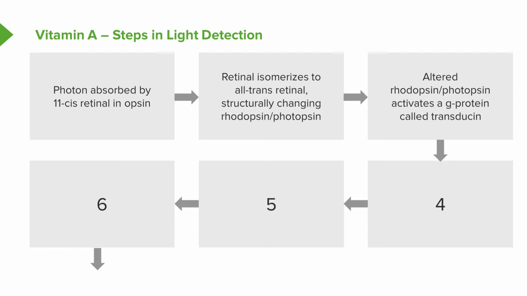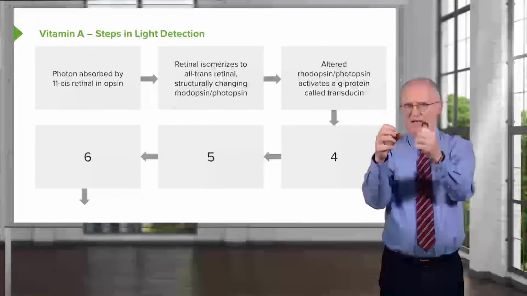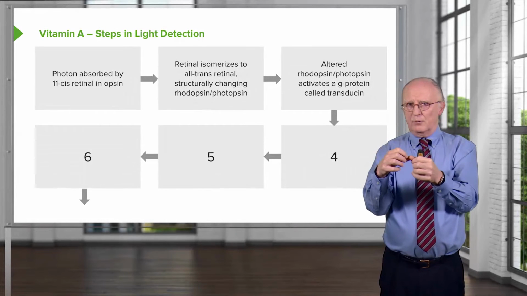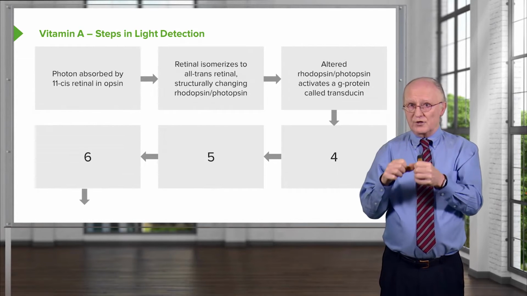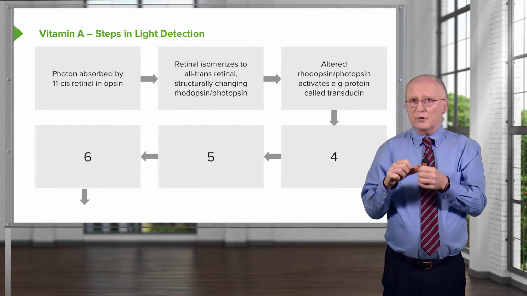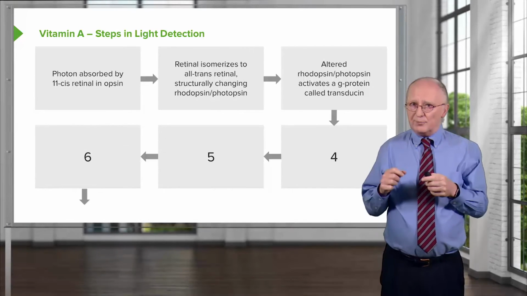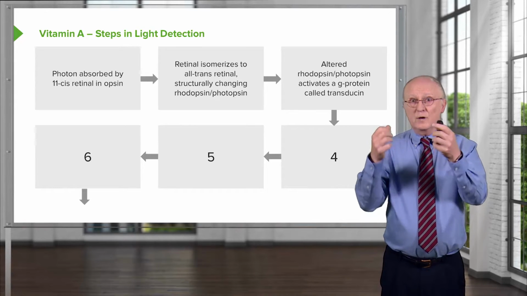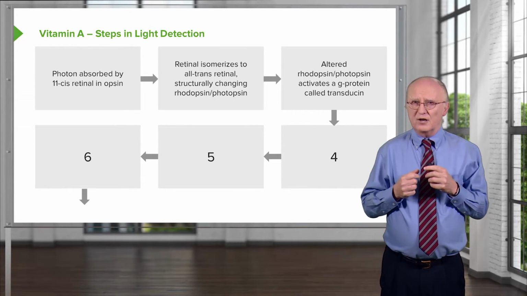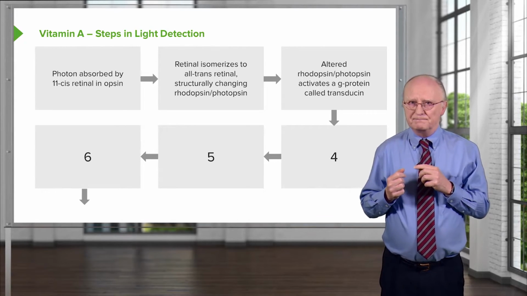Now, rhodopsin-photopsin is a membrane protein. It's found in the membrane of these cells, an outside portion and an inside portion. The change in structure changes the inside portion of the cell, and on the inside portion of the cell is located a G protein known as transducin. In other lectures, I've described what G proteins do, and I'll describe a little bit here, but I won't go into detail at this point.